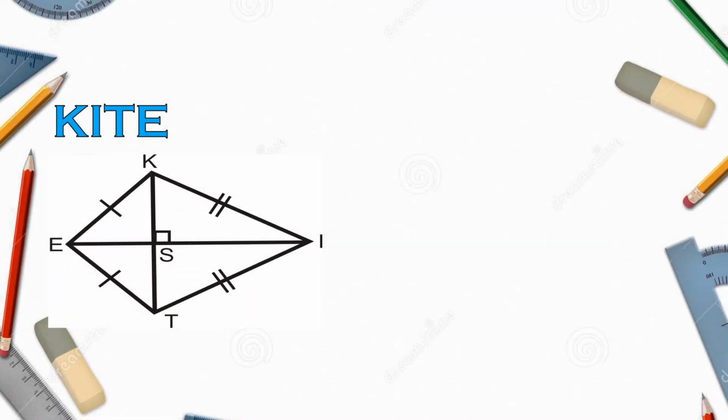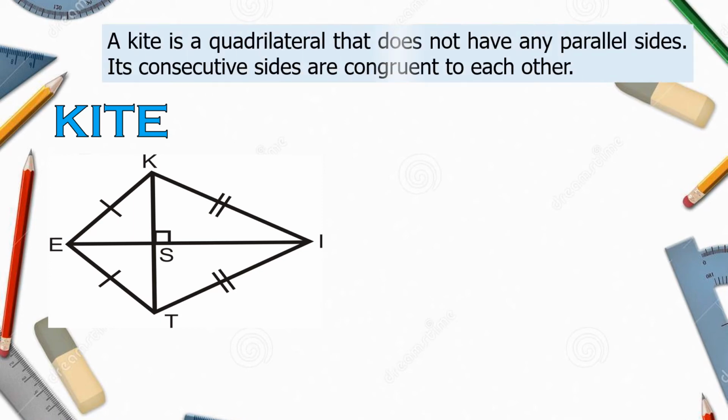Now, let us have our discussion about the kite. A kite is a quadrilateral that does not have any parallel sides. So, hindi siya kagaya ng trapezoid at parallelogram. Walang parallel. Pero bakit naging special ito? Kasi the consecutive sides are congruent to each other.